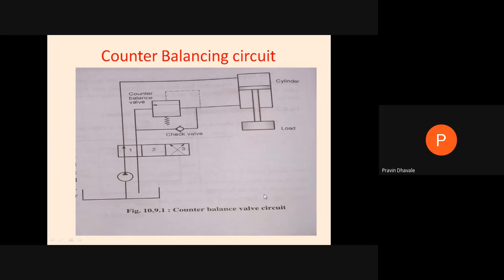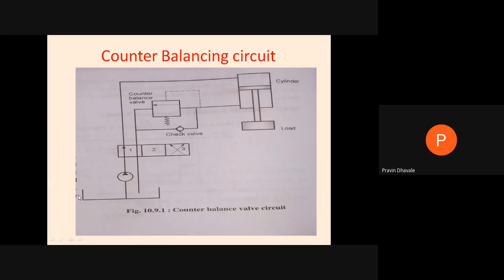Now what is this counterbalancing circuit? It consists of a counterbalance valve, right? This will be a pilot operated check valve, right? This is the pilot operated pressure control valve along with the check valve. It will be mounted on a return line of the cylinder. How will it be operated?